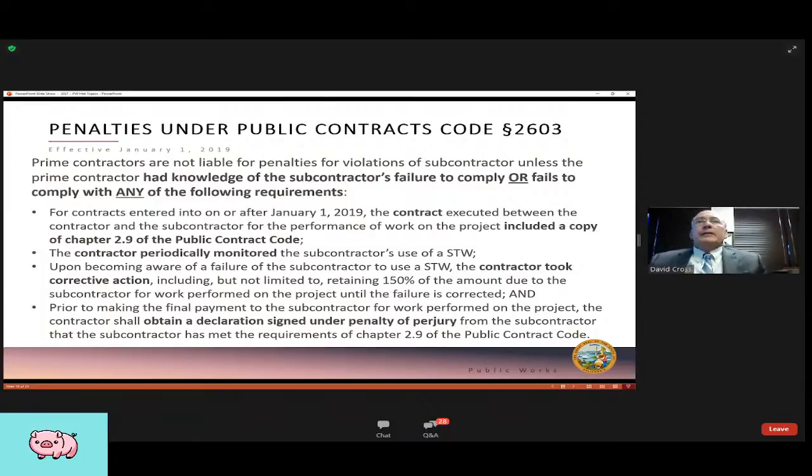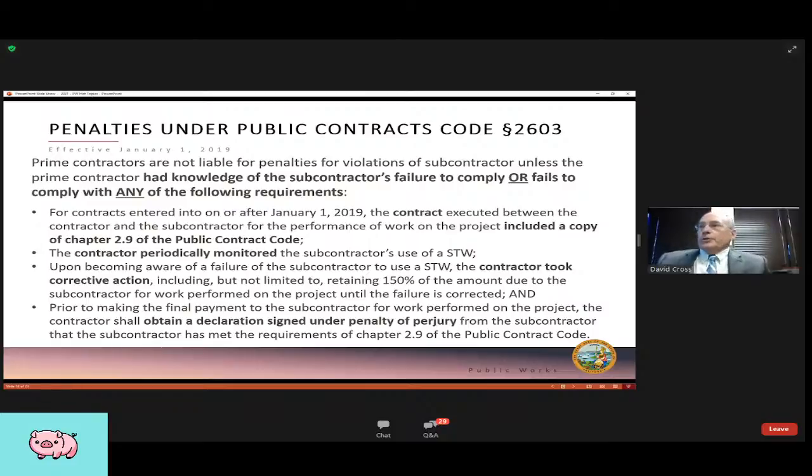Or fails to comply with any of the following requirements. So for contracts entered into on or after January 1st, 2019, the contract between the prime and the sub includes a copy of this provision and says, you, subcontractor, have to comply with skilled and trained workforce requirements. That's why it's really important to go and look at your subcontracts and make sure that you update them, because it has to specifically say, you, subcontractor, will comply with skilled and trained workforce requirements. Contractor periodically monitors subcontractors' use of skilled and trained workforce. That means they went out and actually looked at whether or not the reports have been submitted. Upon becoming aware of a failure, contractor took corrective action, including retention.